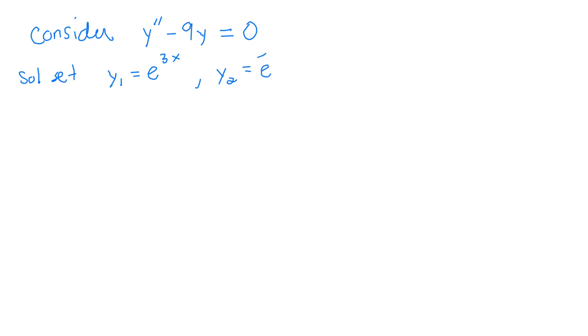Consider y double prime minus 9y equals 0. This has a solution set of y1 equals this, and also y2 is equal to this. So if you had to guess, are these two functions, y1 and y2, which are solutions, linear independent or dependent? Take a guess now, and then we're going to actually prove it using this Wronskian determinant.